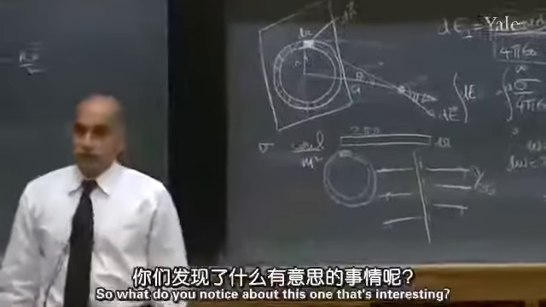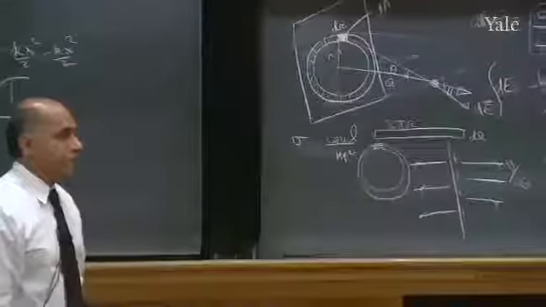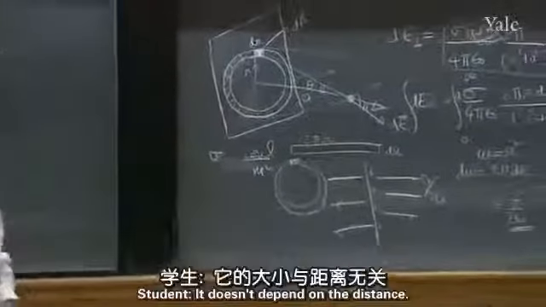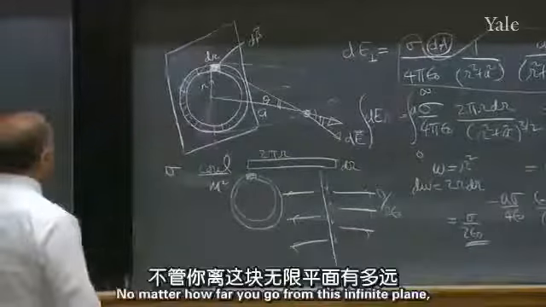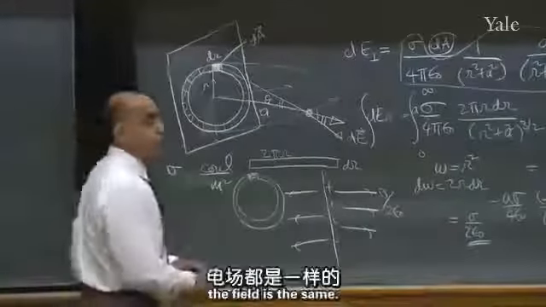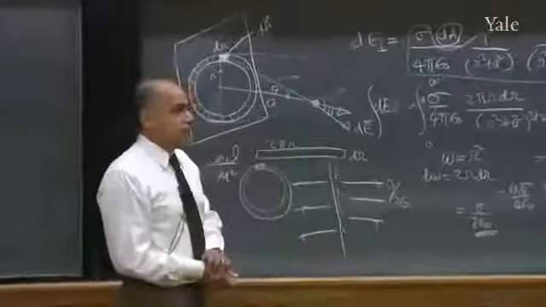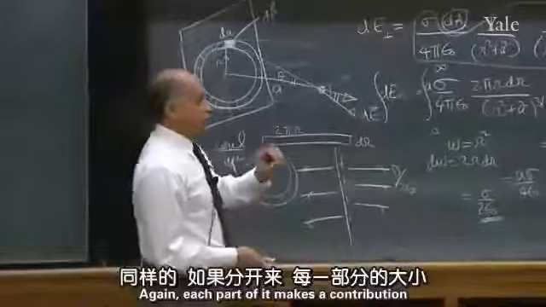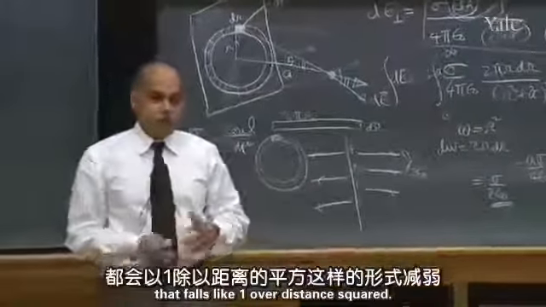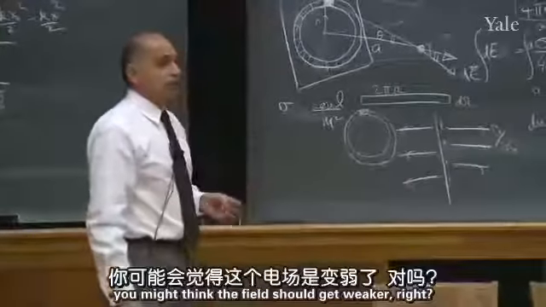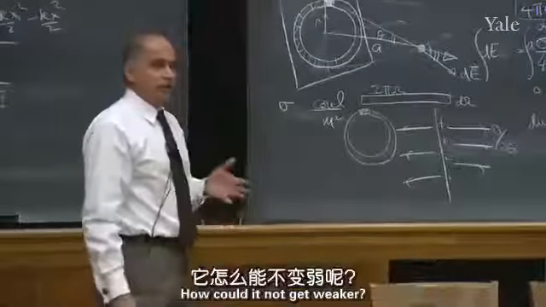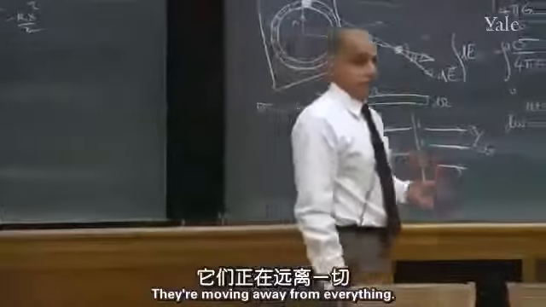So what do you notice about this one? That's interesting. It doesn't fall with distance. No matter how far you go from this infinite plane, the field is the same. Again, each part of it makes a contribution that falls like 1 over distance squared. As you go further and further out, you might think the field should get weaker, right? How could it not get weaker? You're moving away from everything.